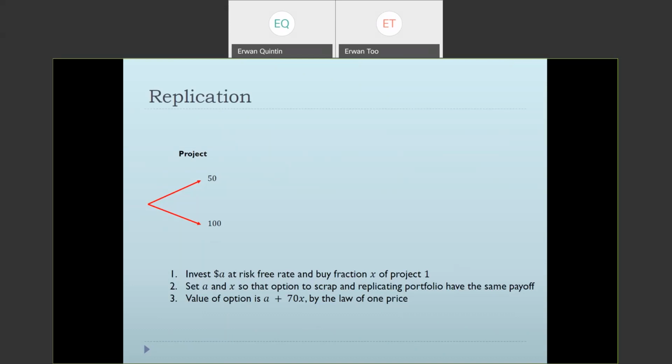So let's begin. First we begin by describing the project. That's the location 1 project, the project without flexibility. Either it's going to give me 50 million or it's going to give me 100 million. Okay, so knowing this, what is the payoff on the option to scrap? The option to scrap in location 2 is going to give me the right, but not the obligation, to sell the project for 60. If the project happens to be worth 50, the value of that option is 10. If the project happens to be worth 100, the value of that option is 0.